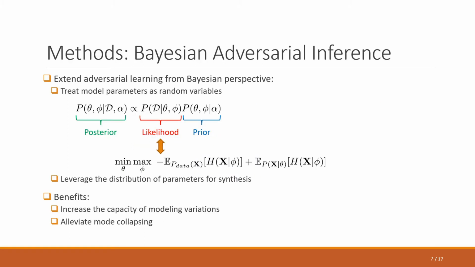To address this issue, we propose a Bayesian inference approach. Instead of estimating fixed value parameters, we infer the posterior distribution of the parameters given data and hyperparameters. At a high level, the adversarial learning objective corresponds to the likelihood. The idea was first proposed by Saatchi and Wilson for GAN training.